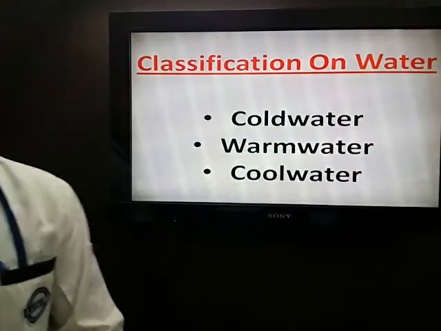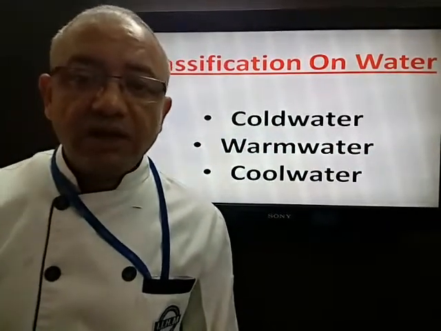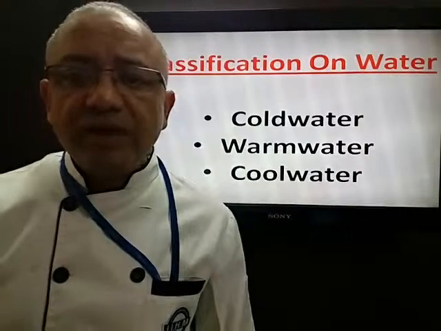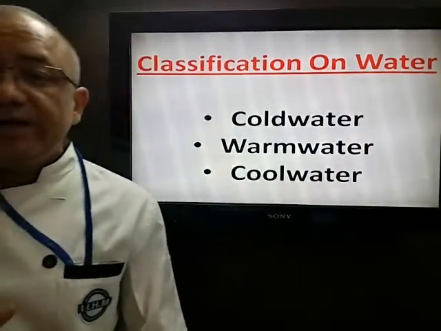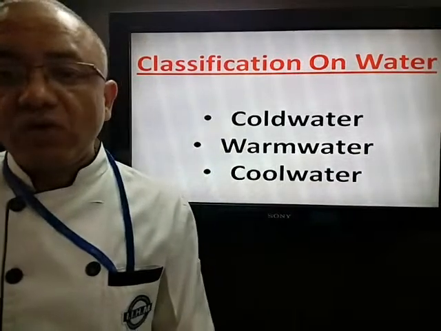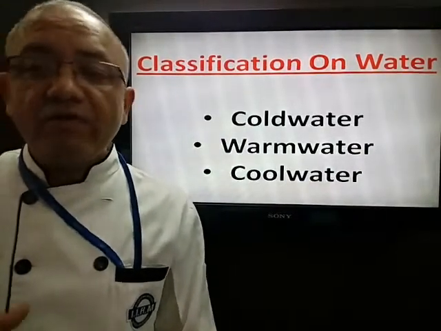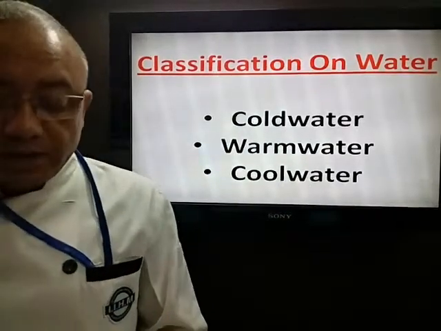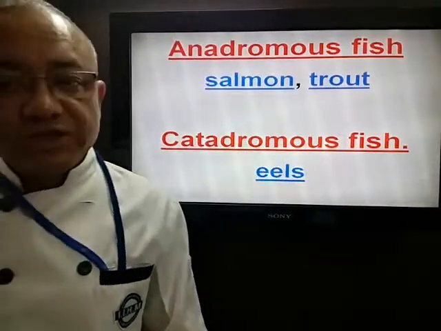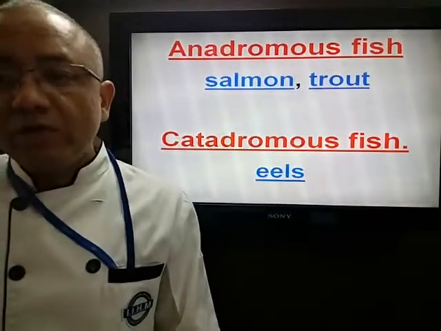There is a classification of the fish, which will be studied further. But to understand this, there are species which migrate between the fresh and the salt water, and these types of fishes have adapted themselves. What I'm talking about is the catadromous fish and the anadromous fish. They have adaptations for both environments.